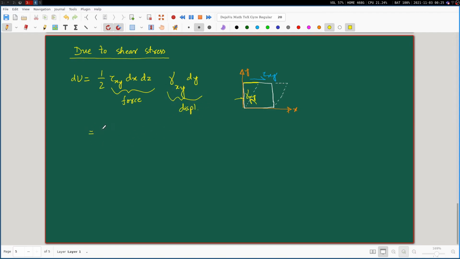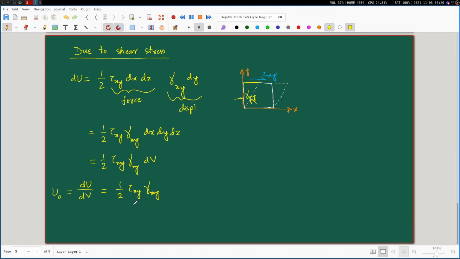So we can rewrite this as half of tau xy gamma xy dx dy dz, and this thing is again the volume. So half of tau xy gamma xy dV, and now it is something very familiar to us from the previous page. We have this thing. So the strain energy density associated with the shear stress will have this expression.